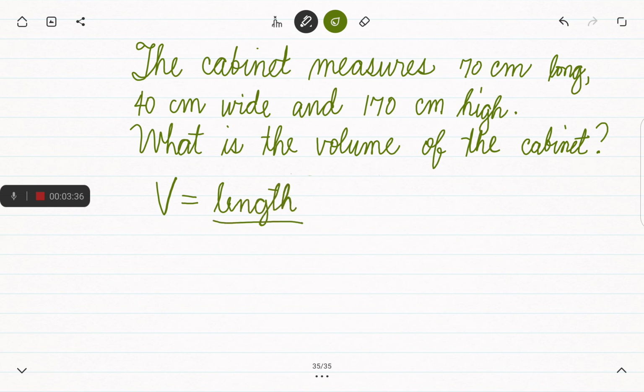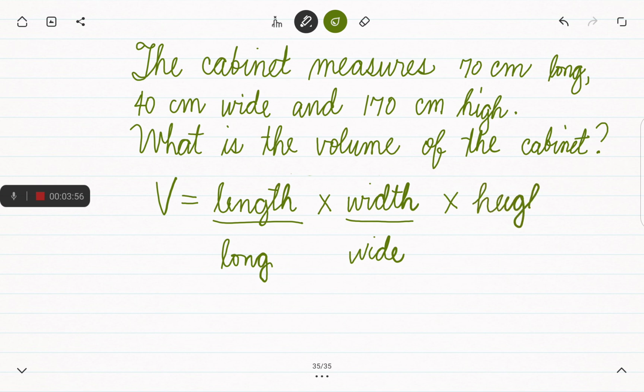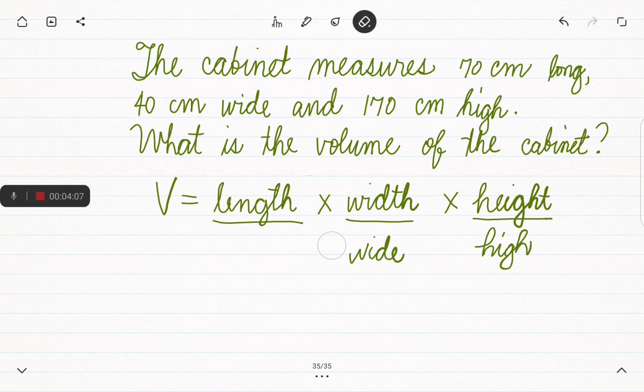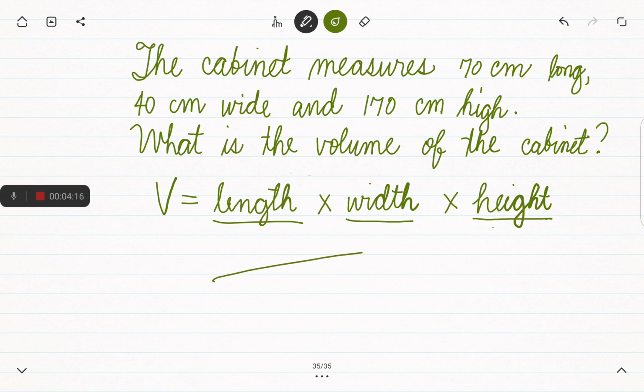When we say length, how long is the object, times the width. The width is from the word how wide is the object, and then times the height, which is from the word high. How high is the object? So if we're going to draw that into a figure, it will look something like this.